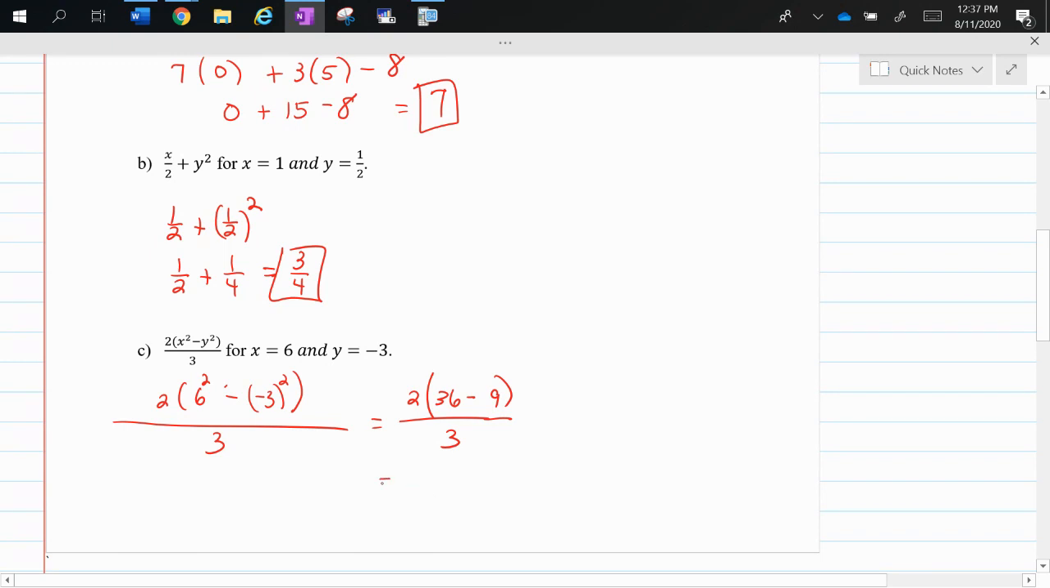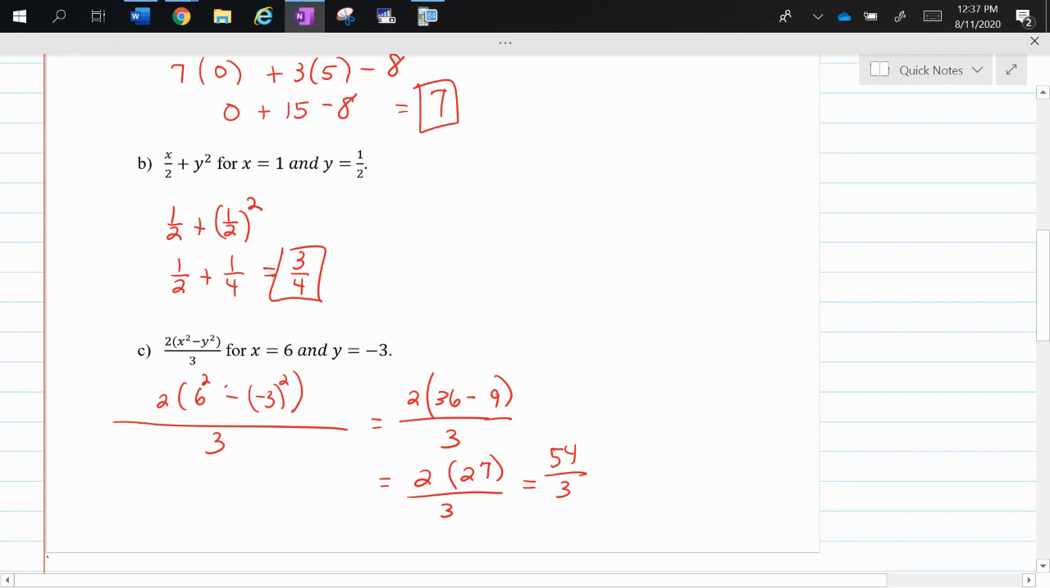And then I've got to do grouping symbols first, parentheses before multiplication. 36 minus 9 is 27. And then I'm going to multiply. 2 times 27 is 54.